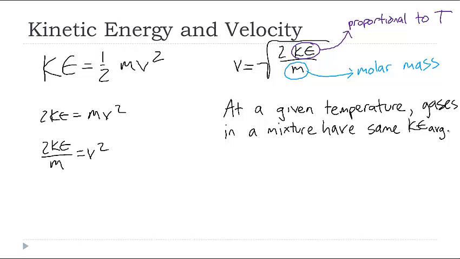So their average velocity is going to be proportional to 1 over the square root of their mass. In other words, lighter particles move faster. Which means that lighter particles are going to diffuse faster, or they're going to effuse faster.